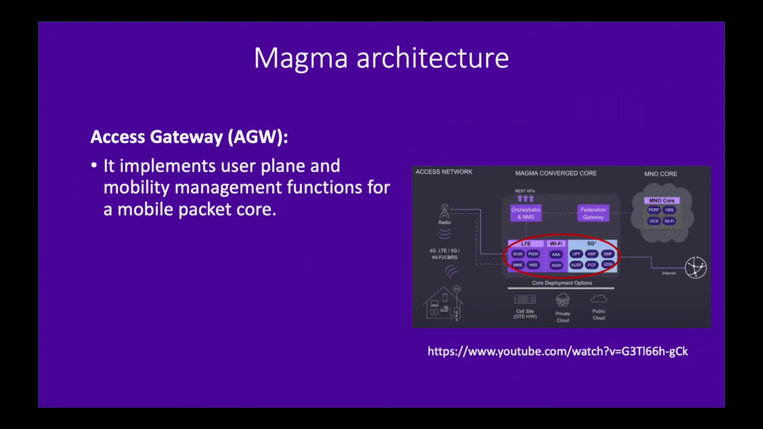The second part of the Magma converged core is the access gateway. It implements user plane and mobility management functions for a mobile packet core, and you are able to see LTE, Wi-Fi, and 5G entities for this function.